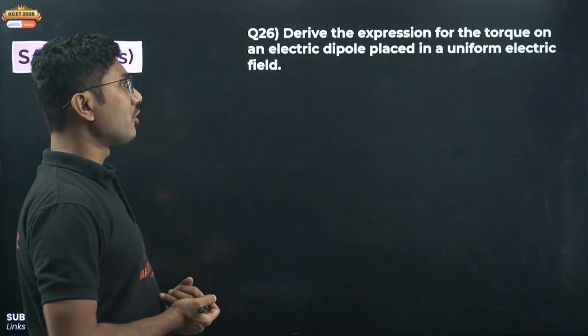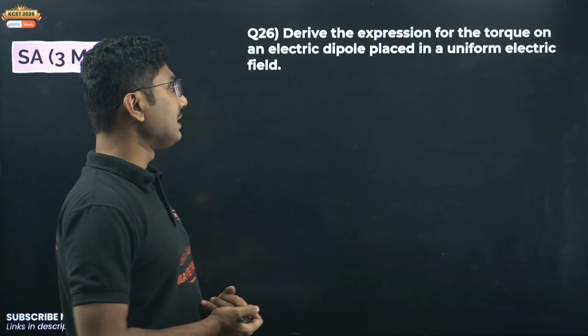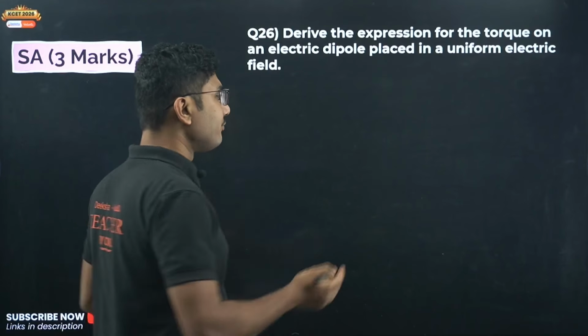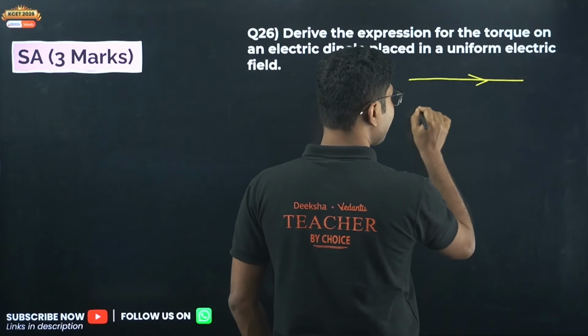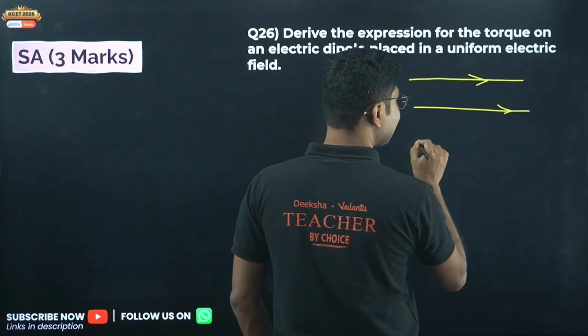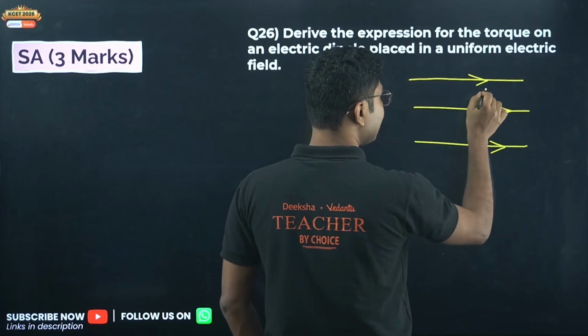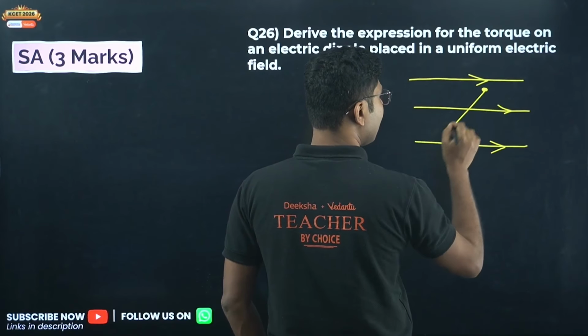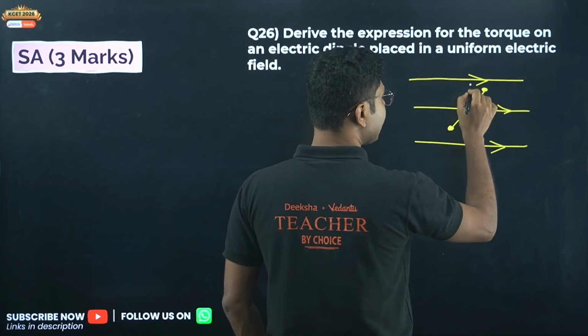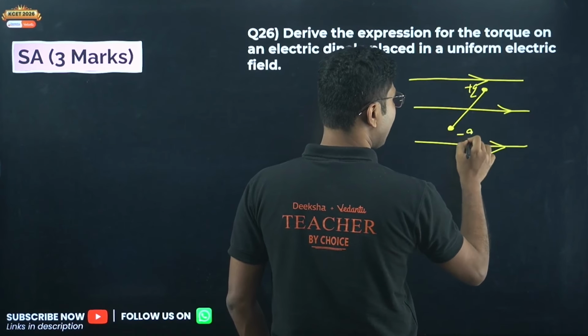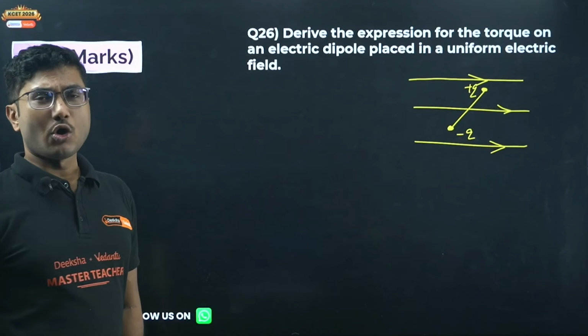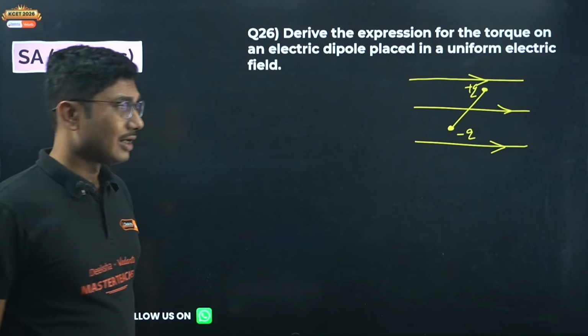Derive the expression for torque on an electric dipole placed in a uniform electric field. Very, very important and classic question. Even though this is a very old question, it is still included in this year's blueprint as well. So here we have 2 charges. Say this is plus, this is minus, plus Q, minus Q, and we are trying to find what is the torque acting on this dipole.